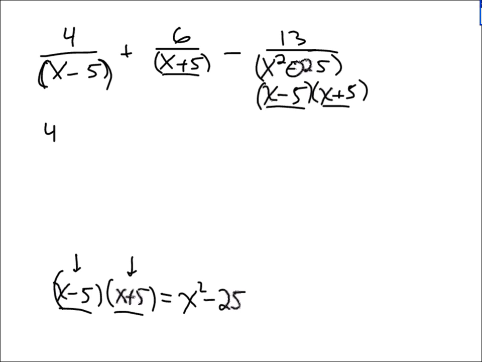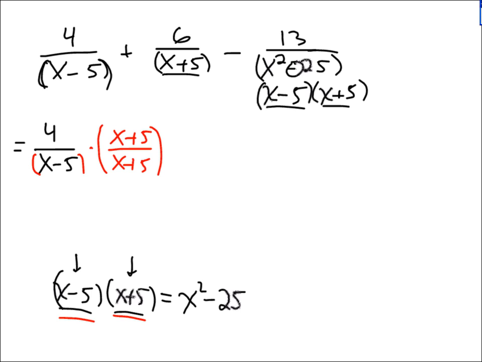So now, I have 4 over x minus 5. I want the denominator to be x plus 5 times x minus 5. I already have the x minus 5 right there, so I need the x plus 5. So I multiply top and bottom by x plus 5. And that's it for now.